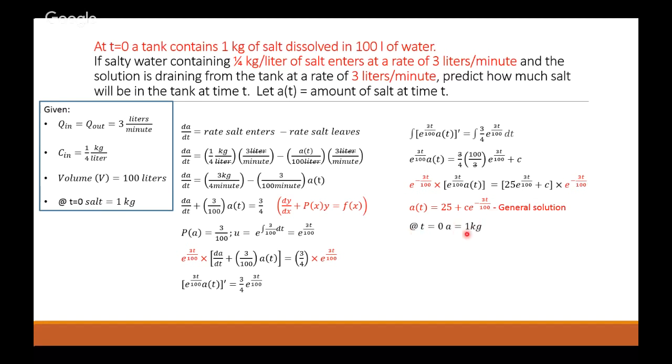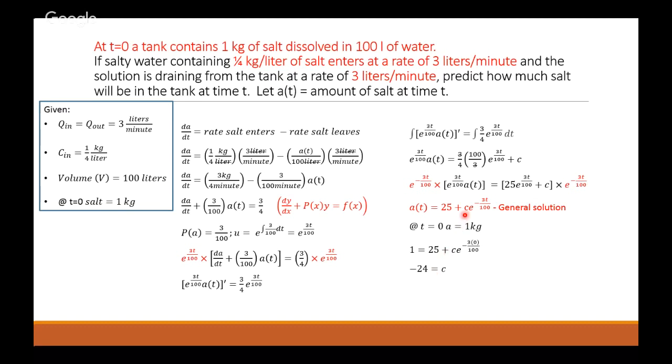Now remember, we got an initial value. At time t equals 0, the level of salt in the tank is 1 kilogram. So we got an initial value we can plug in. t equals 0 is all that's going to do is make this value 1, and we're going to equate that to 1 kilogram. So you have 1 kilogram is equal to 25 plus c times e raised to the negative 3 times 0 over 100. That gives you a constant of integration of negative 24.